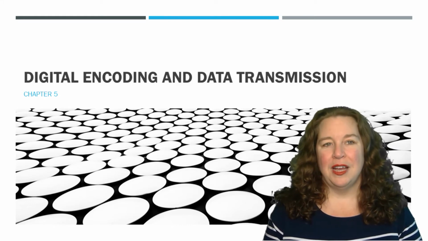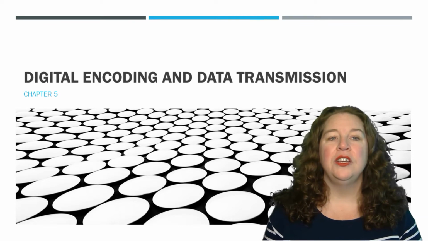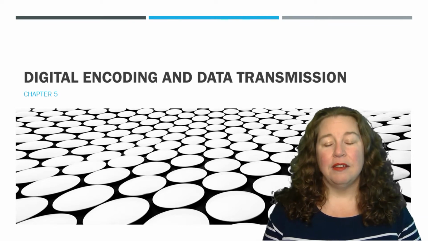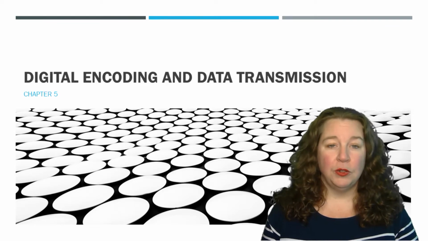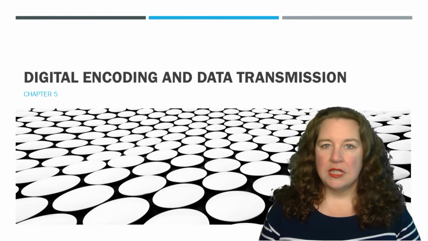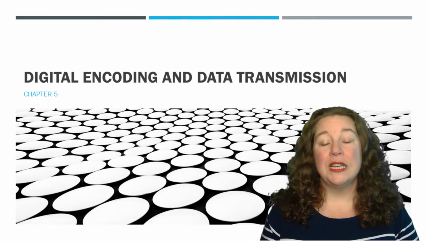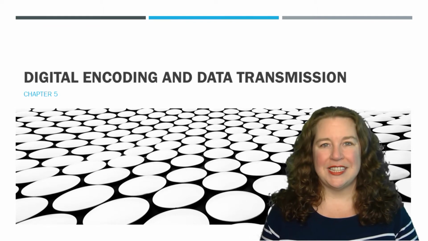In Chapter 5, we are going to discuss digital encoding and transmission. How does the data get from one location on your computer? How does it get cut up and encoded to turn into bits? And how does it get transmitted across the network?